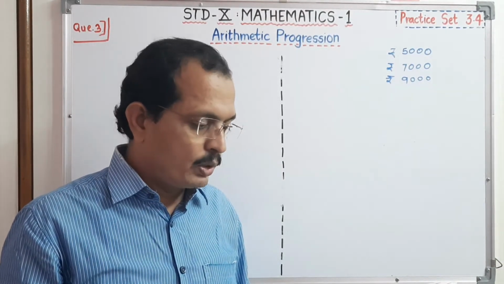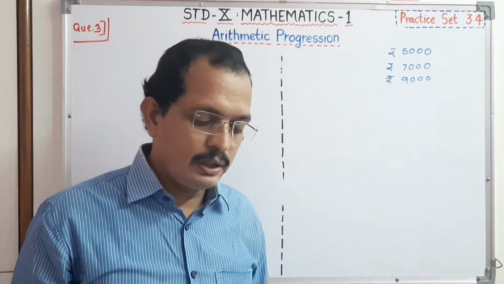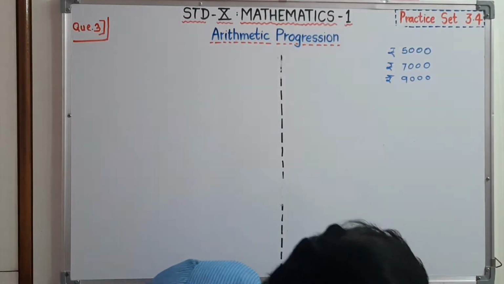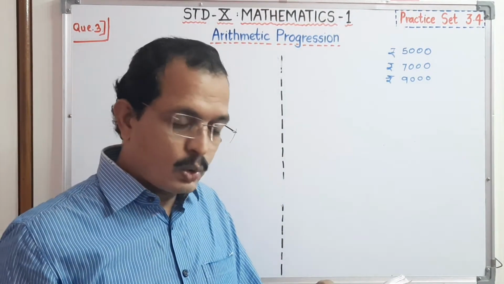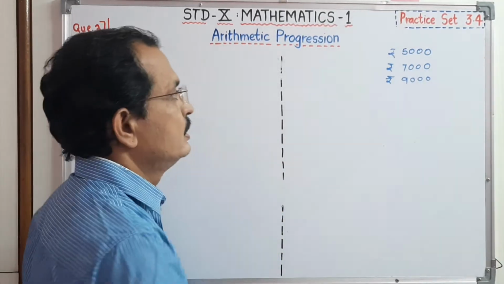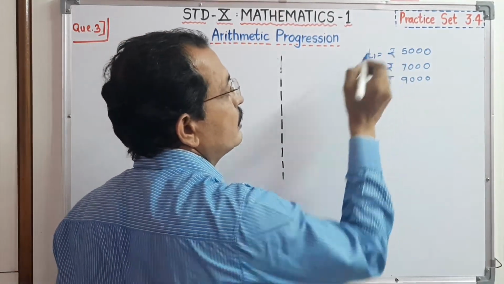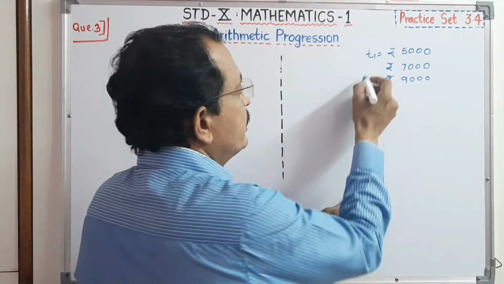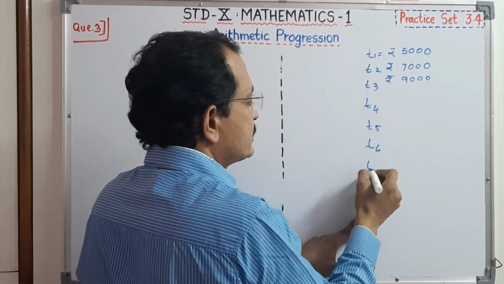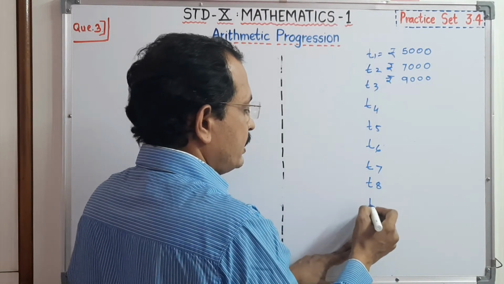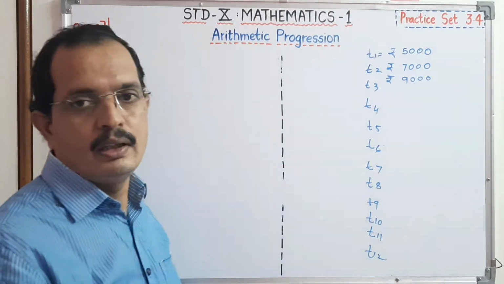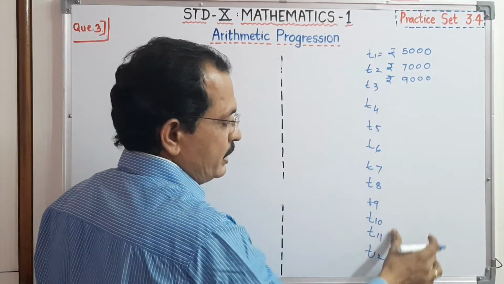Find the total amount that he invested in 12 years. This is T1. All of you understand now this. It is T2, T3, T4, T5, T6, T7, T8, T9, T10, T11 and T12. Like this he invested every year.